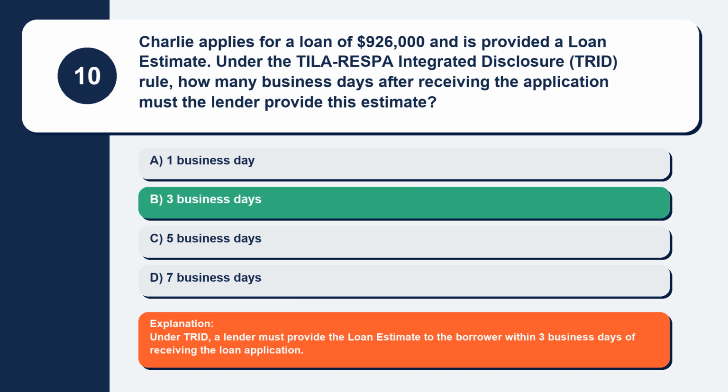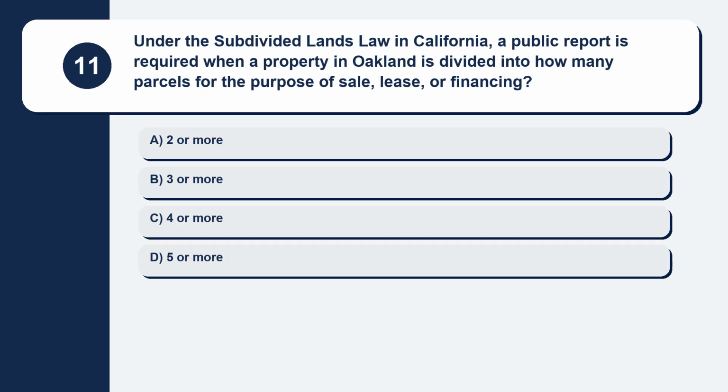loan application. Question 11. Under the Subdivided Lands Law in California, a public report is required when a property in Oakland is divided into how many parcels for the purpose of sale, lease, or financing? Here are your options. Option A, 2 or more. Option B, 3 or more. Option C, 4 or more. Option D, 5 or more.